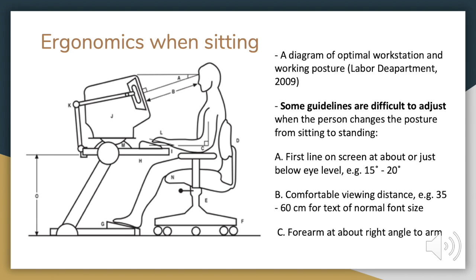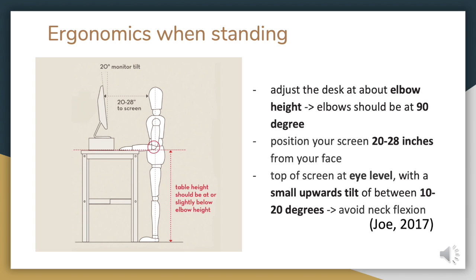However, when we apply the adjustable desk and change the working position from sitting to standing, another set of ergonomic guidelines for standing is needed. Here is the proper ergonomics when standing at the workstation. The desk should be at elbow height, the viewing distance should be between 20 to 28 inches, and the screen should be at eye level with a small upward tilt.